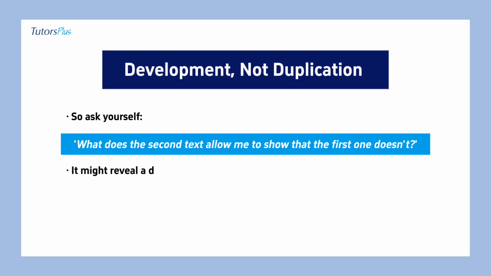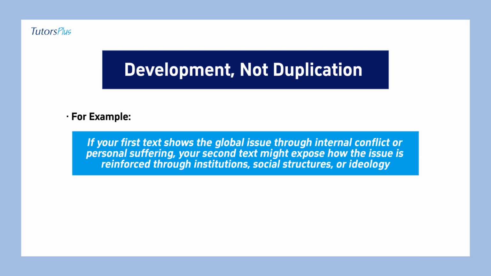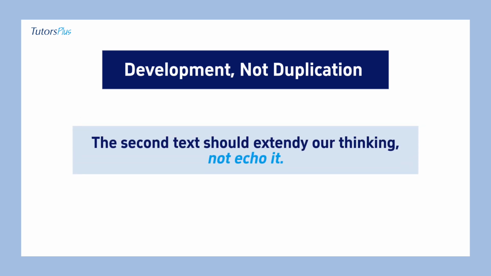It might reveal a different emotional consequence, or highlight a broader cultural pattern, or challenge the perspective raised in the first text. For example, if your first text shows the global issue through internal conflict or personal suffering, your second text might expose how the issue is reinforced through institutions or social structures or ideology. So the second text should extend your thinking, not echo it.